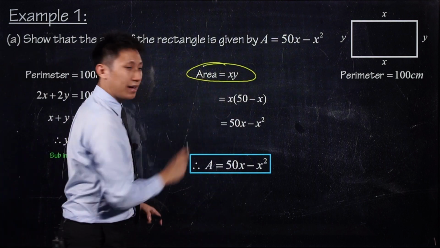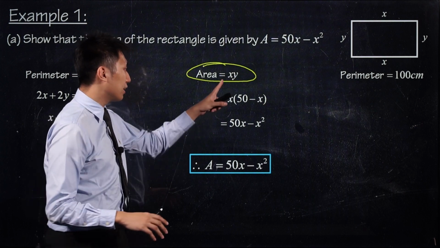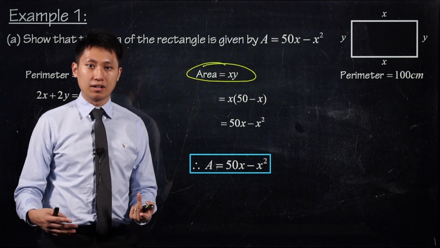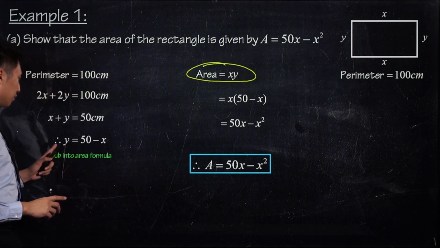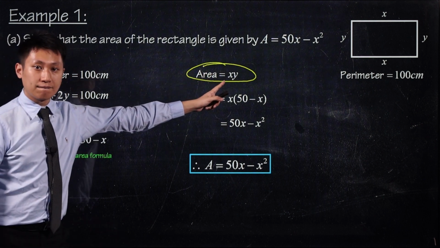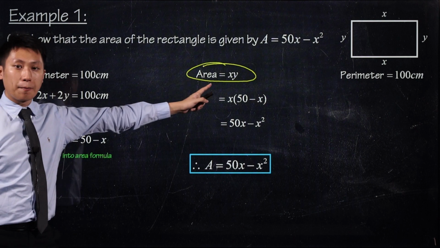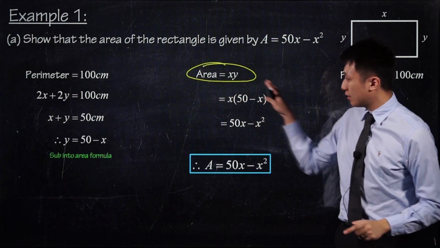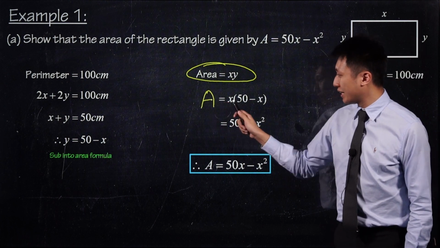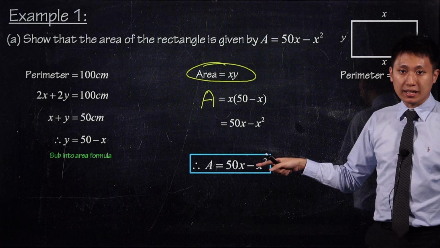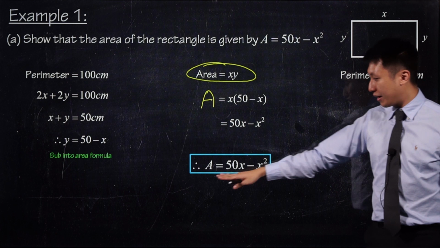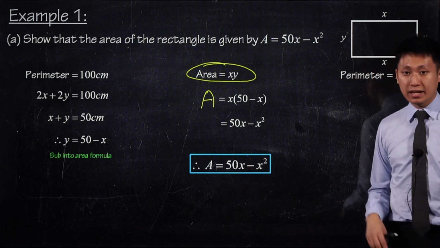If x plus y equals 50, I want to find the area. Area is xy. But if a function is given in terms of x and y, two variables, I'm not happy because I cannot differentiate and so on. So what I need to do is write y in terms of x and substitute it into here. Then this becomes a function of x already. So A is equal to x times 50 minus x. If you expand it, it's 50x minus x squared.